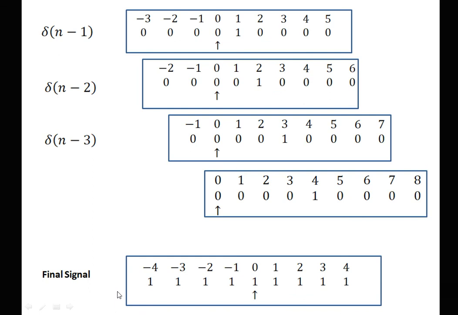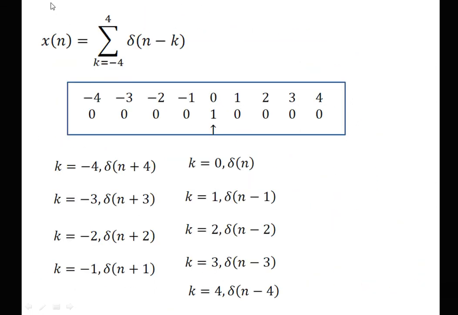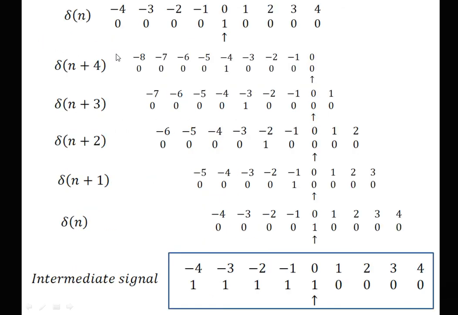Now we are going for the next, that is n minus 1. N minus 1 is nothing but the signal delayed by 1 unit. So shift the arrow to the left by 1, then by 2, 3 and 4, and when we add the signals we are getting this 1 1 1. So this is nothing but the final signal. For this question, whatever the value of n, we get that particular value.